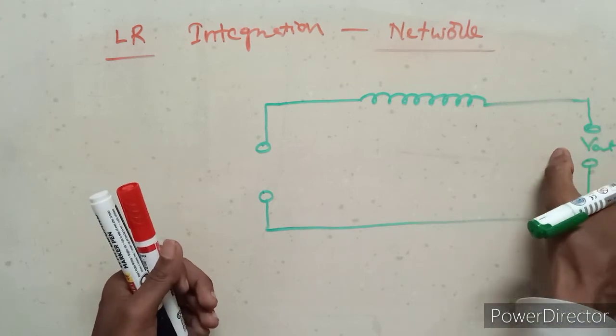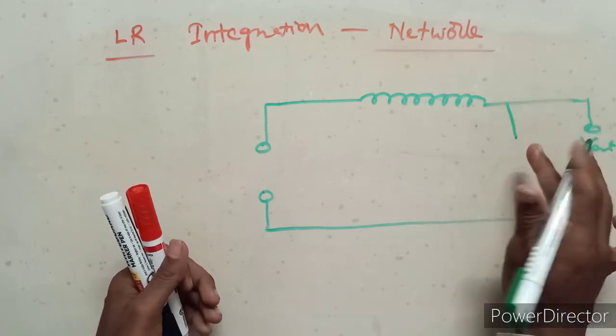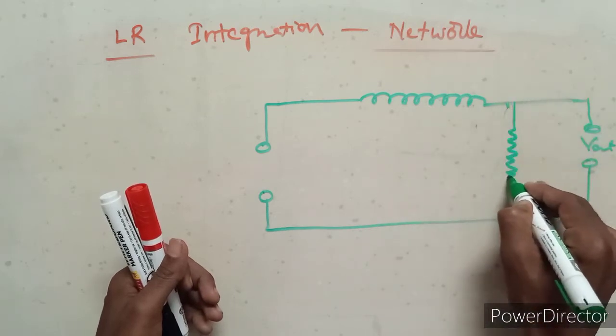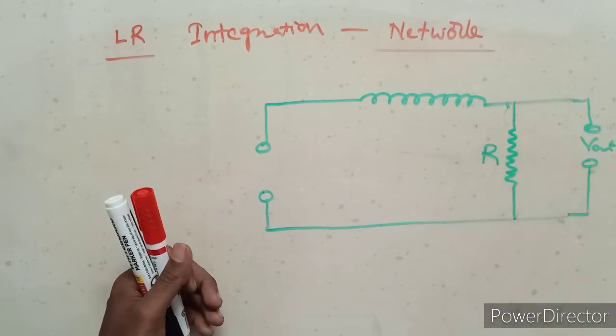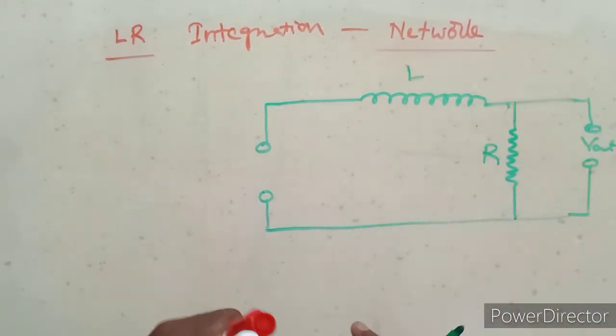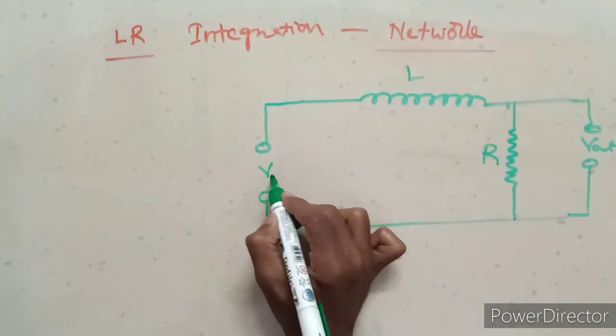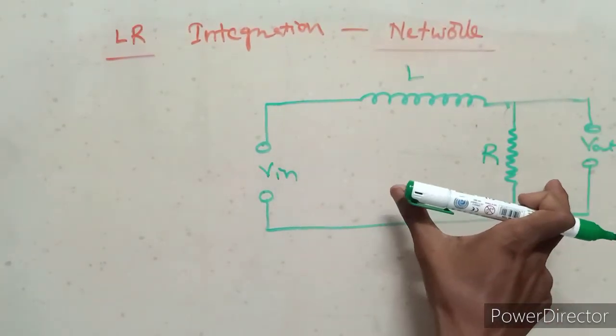Output voltage across resistance. So this is the L, this is the R. This is the integration network. This is the input voltage.